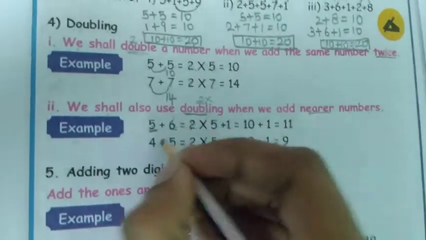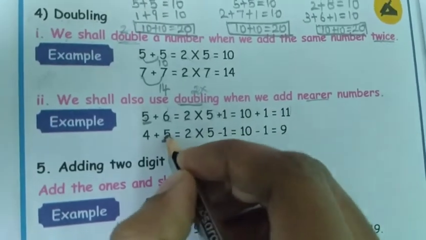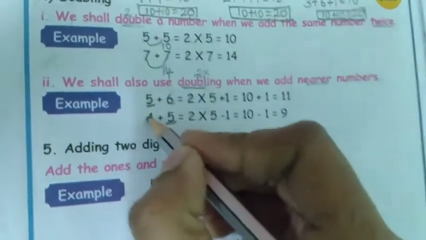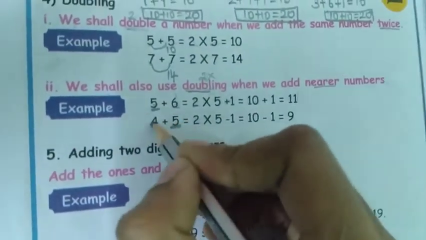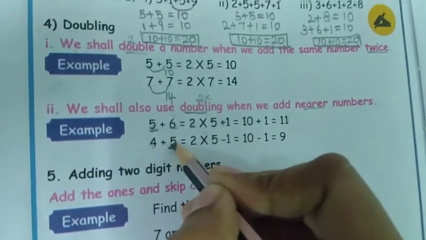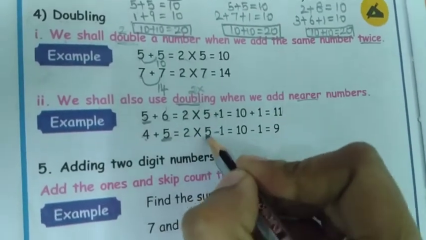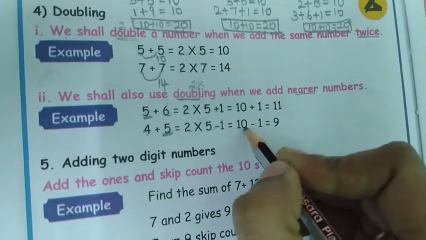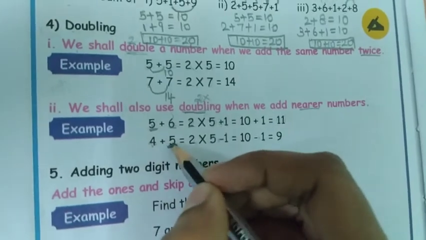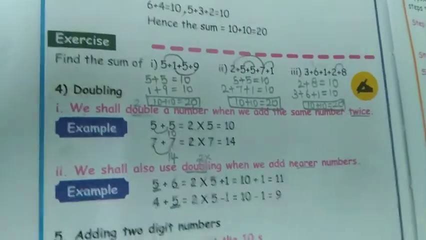4 plus 5. Here also I am taking the number 5. Doubling means 2 multiplication. The number 5 I am taking. So put number 5. Now in this situation, 4 is the before number, isn't it? So before number means I am putting minus 1. Here 6 was the after number, so I put the plus symbol. Here 4 is a before number, so I am putting minus 1. Now 2 5s are 10, minus 1. So 10 minus 1 what? 9. So 4 plus 5 equal to what? 9. Understood?